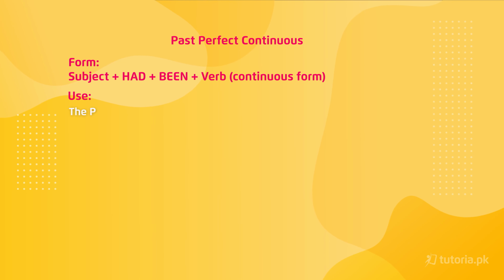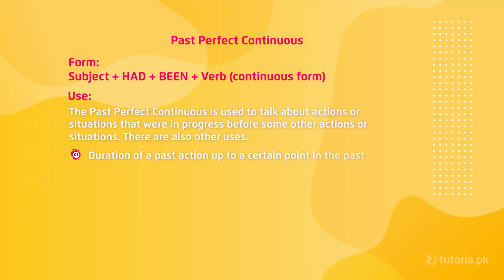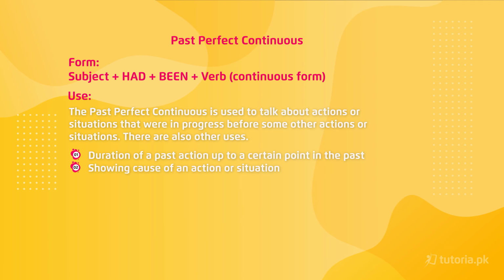Use इसका क्या है? The past perfect continuous is used to talk about actions or situations that were in progress before some other actions or situations. There are also other uses. वो क्या है? First is duration of a past action up to a certain point in the past. Second is showing cause of an action or situation. Third is third conditional sentences.